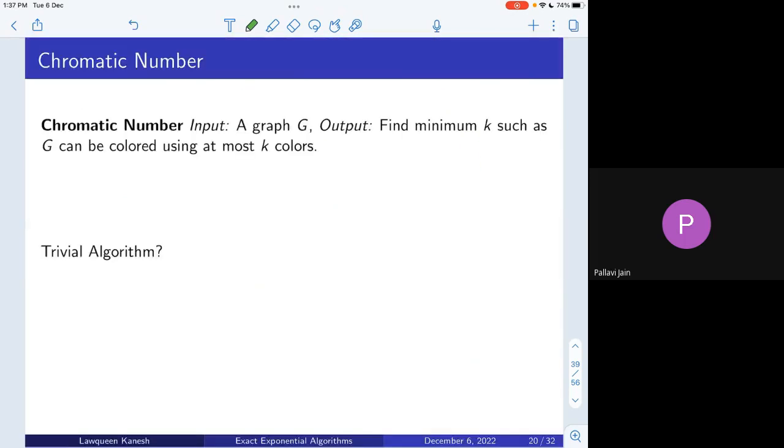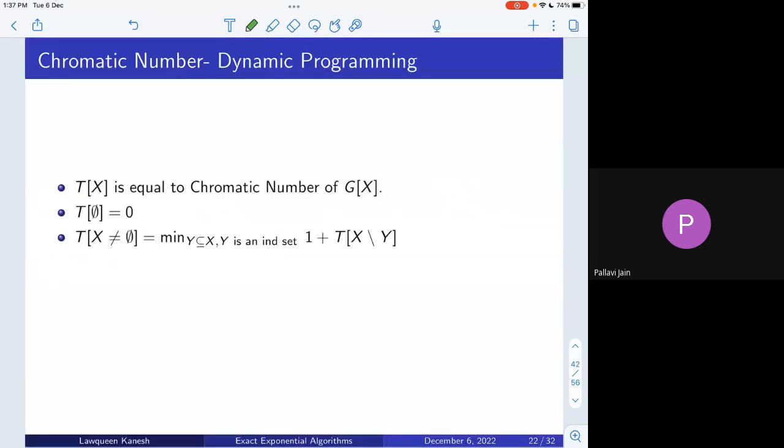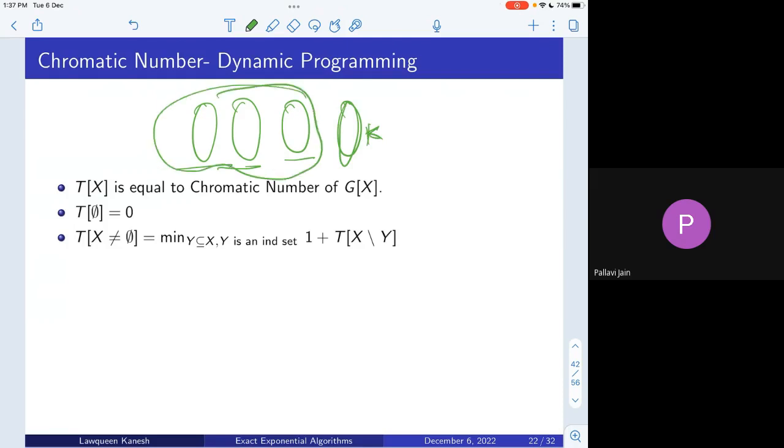But we can do something better by dynamic programming. So what we can do is, you saw, right? It is basically finding these independent sets in a way, so this is what we can exploit. Suppose I have guessed this last kth independent set, and I can somehow find the remaining. Suppose this last color class is X. And then if I can somehow find out the chromatic number of the remaining graph by doing dynamic programming, then I am good, right?